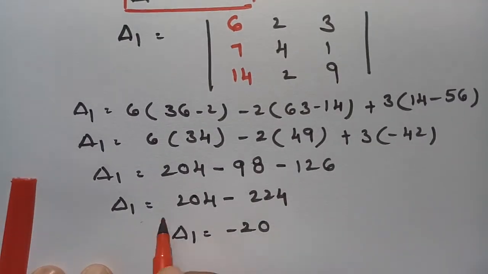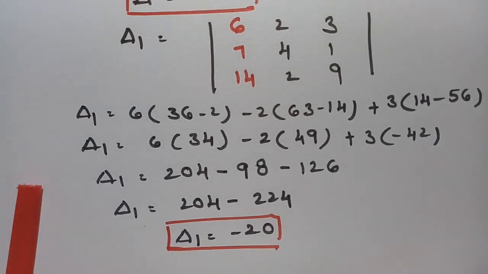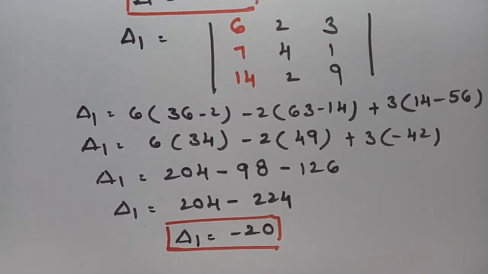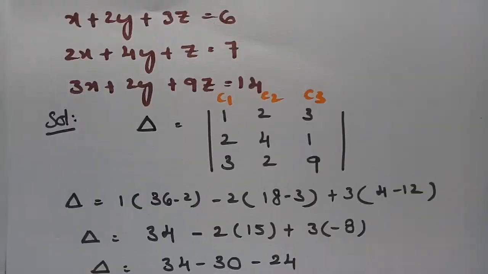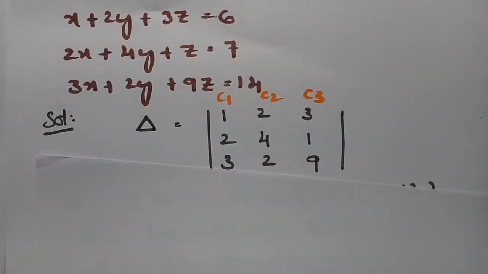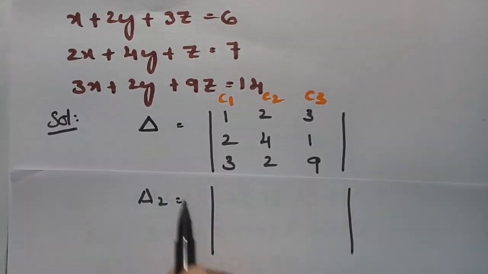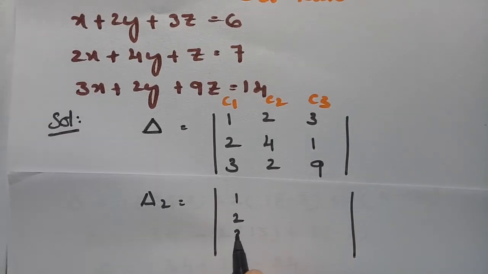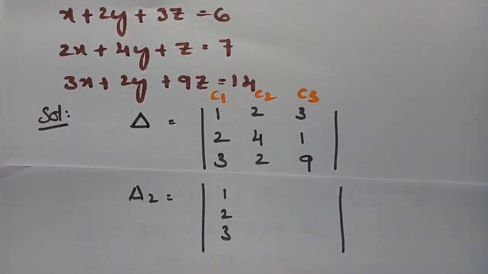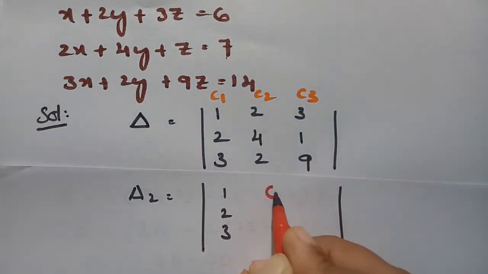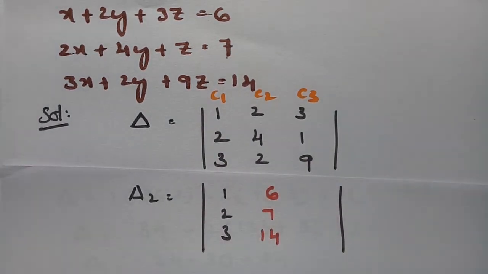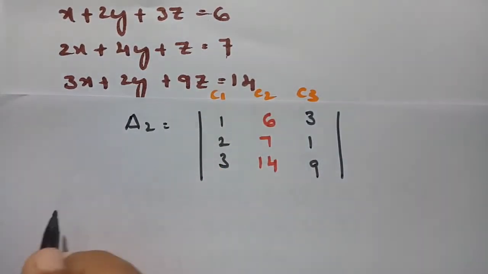After getting the delta 1 value, now I have to frame delta 2. For delta 2, I have to replace the values of column 2 with all the constants on the right side of the given equation. Column 1 will be as it is, that is 1, 2, 3, and column 2 I replace with the constants 6, 7, 14. Now I have to find the determinant of delta 2.